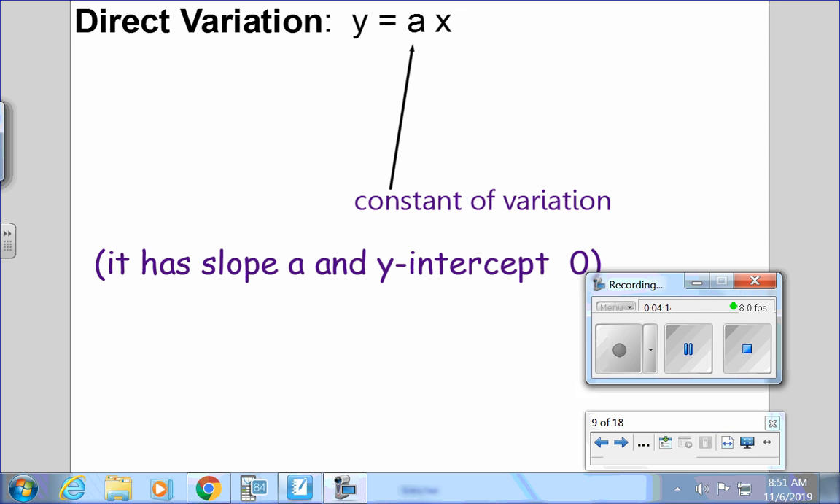All right, this was actually the title of the lesson, if you remember the title page: direct variation. Let's learn what direct variation is. Somebody wake Nick up. Wake up, Nick. We're learning about direct variation now.